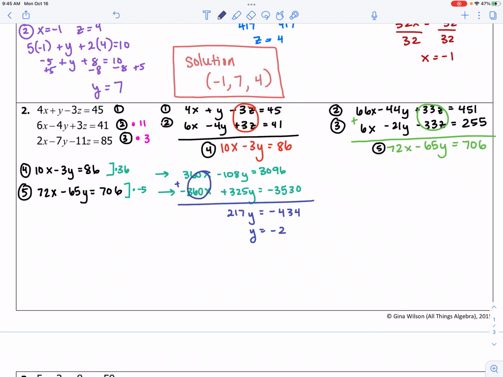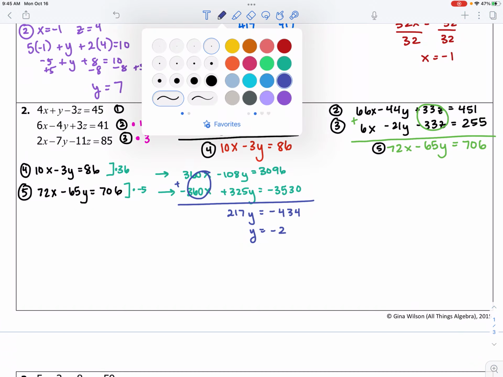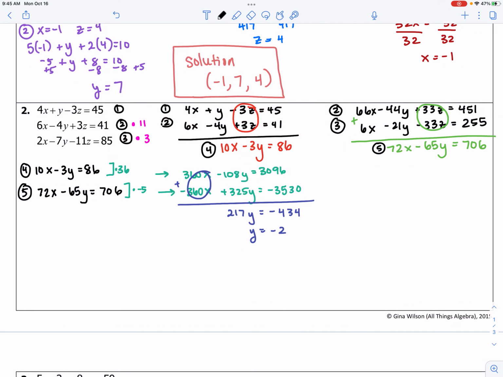Once we get that first variable, it's substitution, and it's really simple. Now we're going to pick either equation 4 or 5 to plug into. Again, it doesn't matter. We're going to get the same answer in the end. I'm going to use 4 just because it's smaller, and we're going to plug that into equation 4. So we have 10x minus 3 times -2 equal to 86. We have 10x plus 6 equals 86. Subtract 6 from both sides, we get 10x equals 80, so x equals 8.